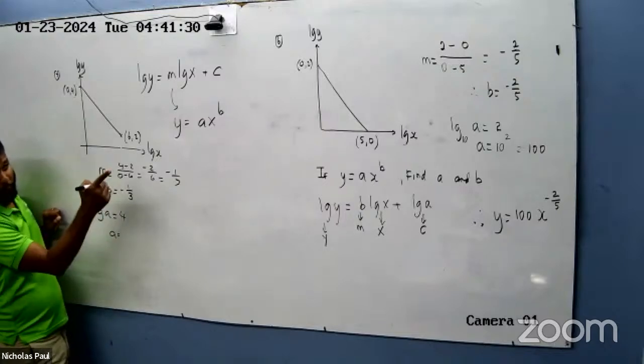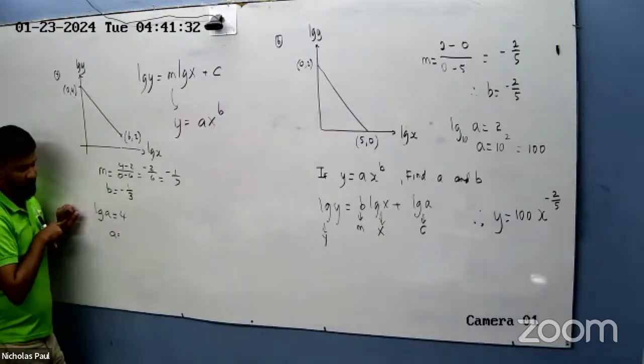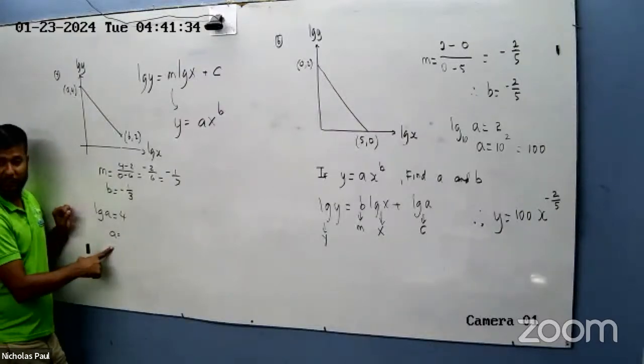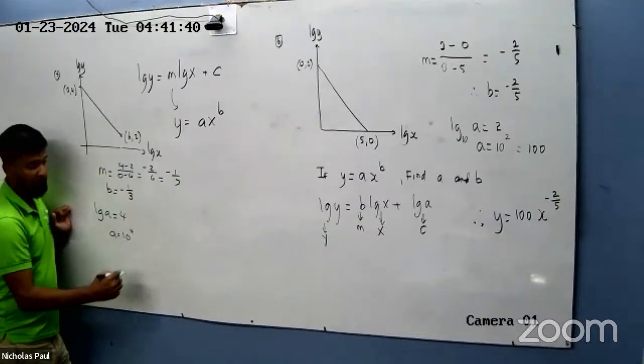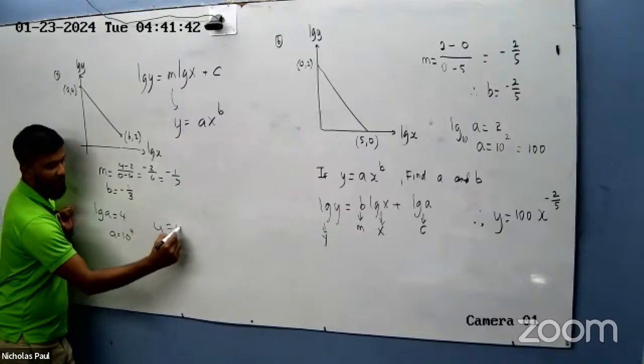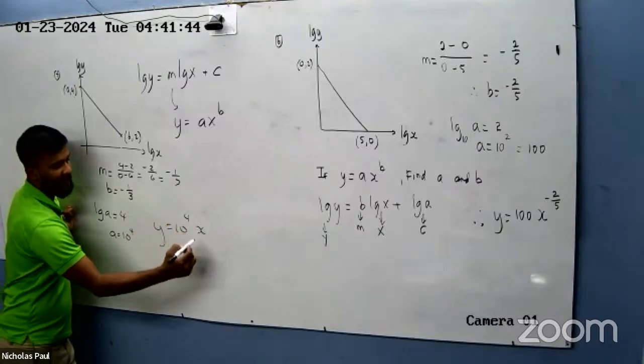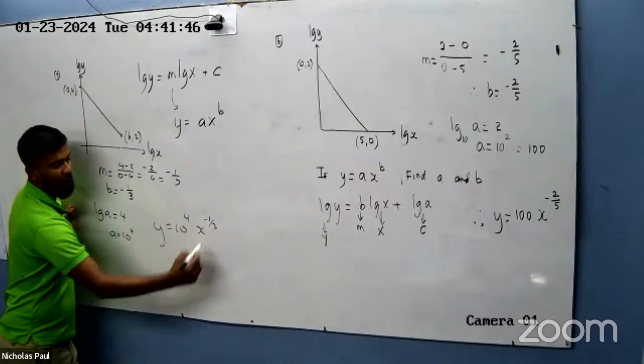Look at that. Okay, Shaf, a is what? 10 to the 4. That's it. y is equal to 10 to the 4 x to the minus 1 0.